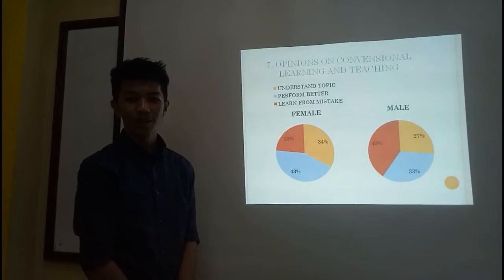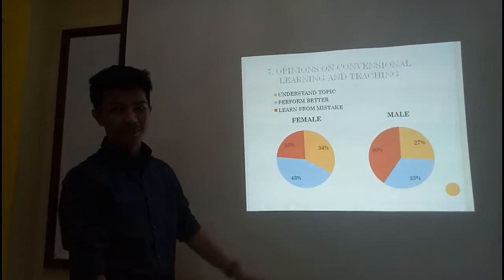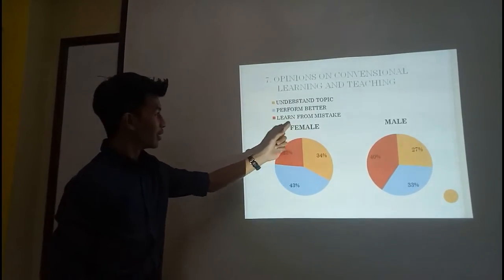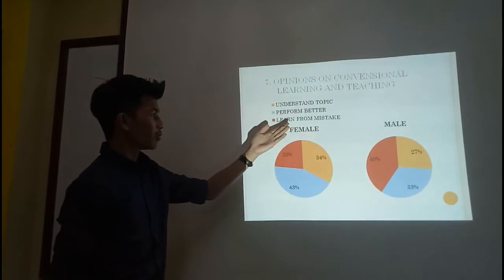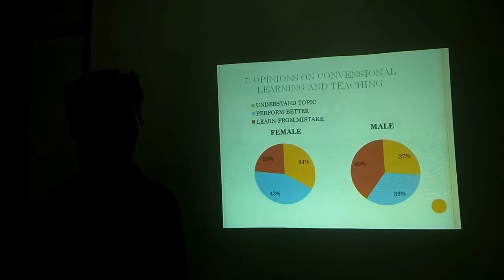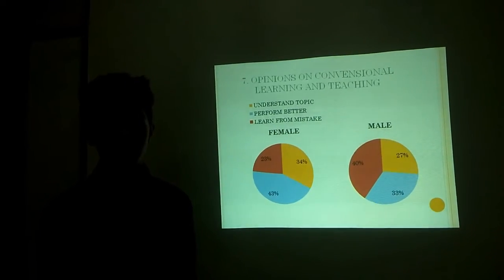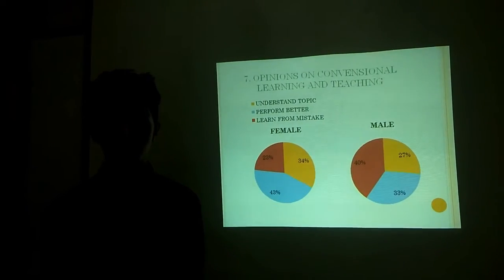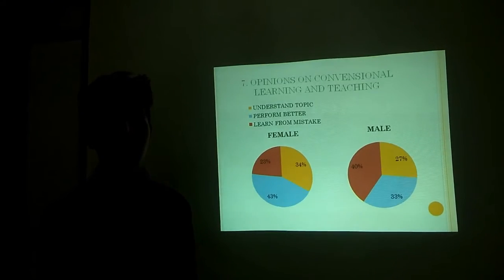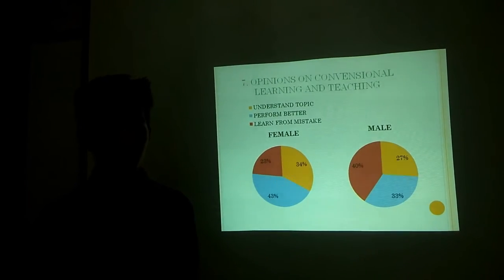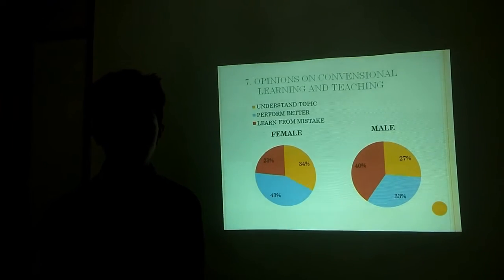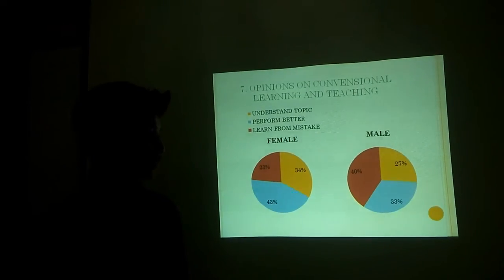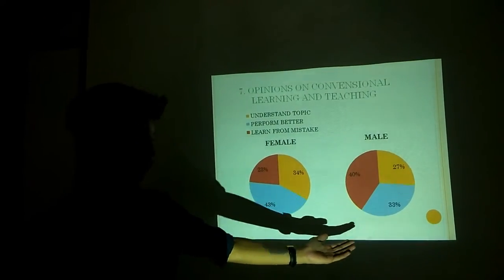I'd like to start by drawing your attention to the pie chart. The yellow is for understanding topic, the blue for perform better, and learn from mistake is the right color. Female is higher in understanding a topic better than male. Another thing which stands out, female also has the highest percentage compared to male. When asked if conventional learning helps students to perform better, the final point to note is that in terms of agreeing that it could help them learn more from their mistake, the male percentage is higher than female.